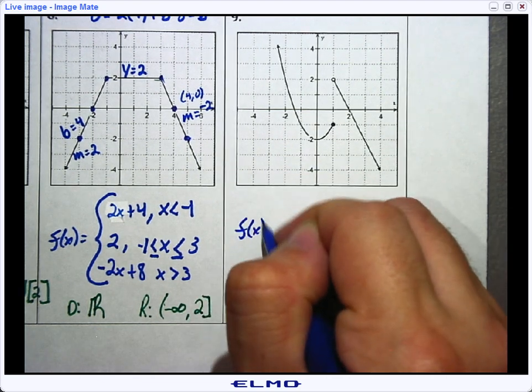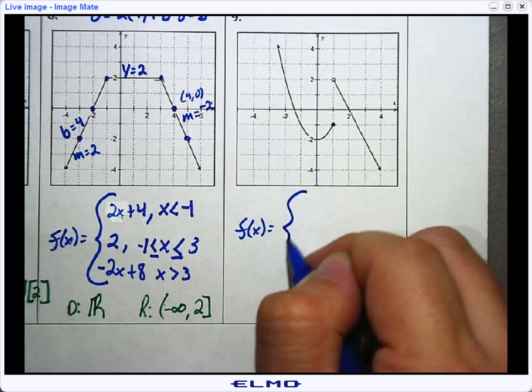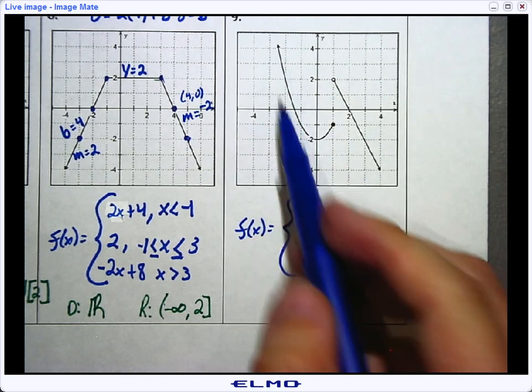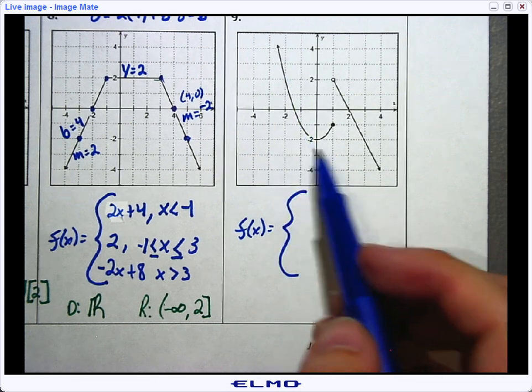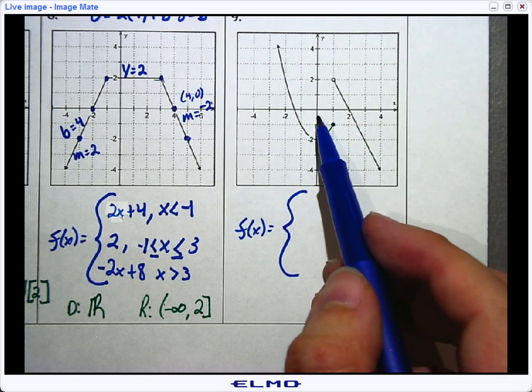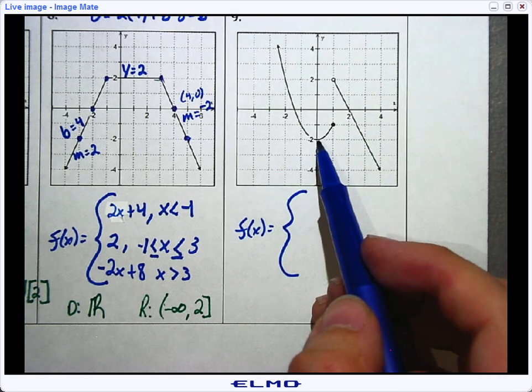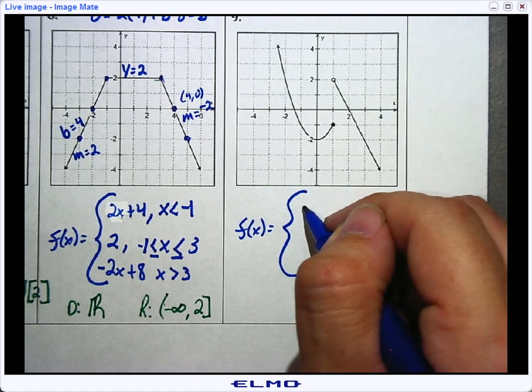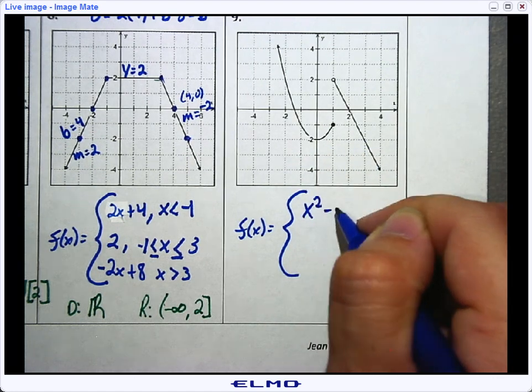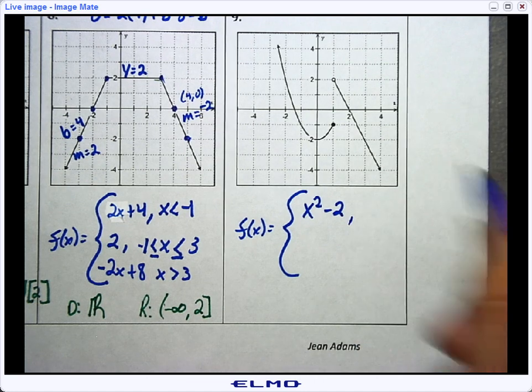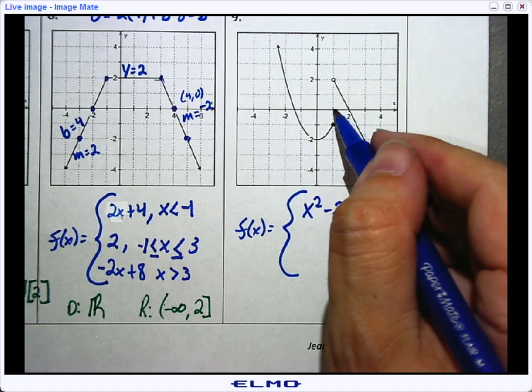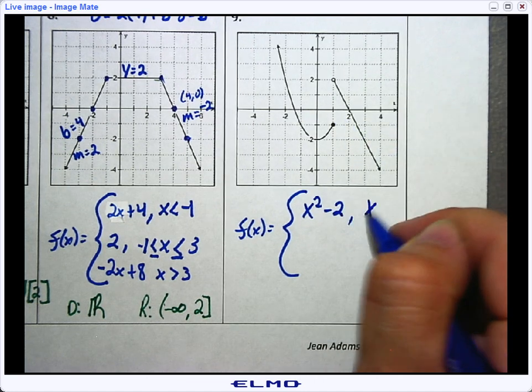And for the last one, so this is only a 2-piece function. So f of x equals. All right, this is that parabola shape, so it's going to be an x squared. Notice it was shifted down 2 points. So that means it's of the form x squared minus 2. And that occurs so long as x is less than or equal to 1.